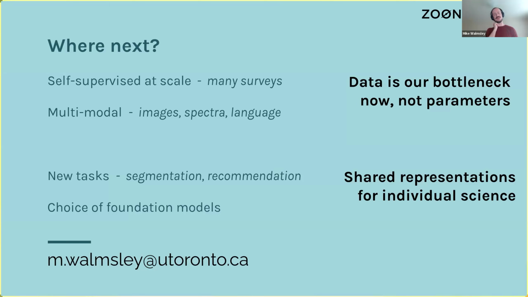So just trying to think a little more out of the box, saying, given the kind of new tools we have, what kind of individualized science could we do? And lastly, I think we're going to have a lot of different foundation models.